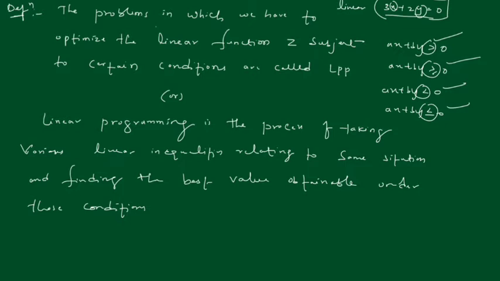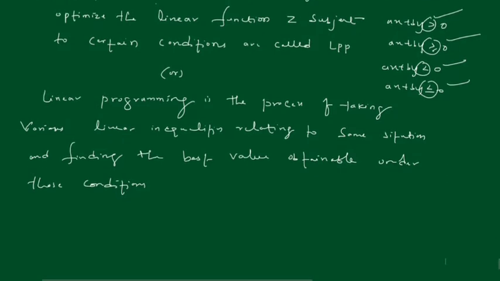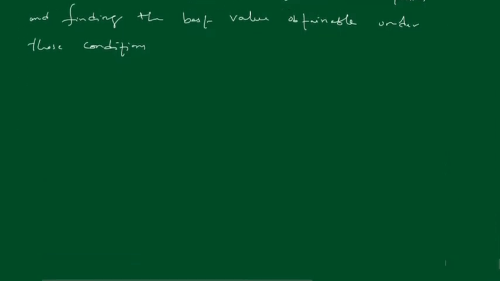Objective function. We will see some definitions one by one. If you know all the definitions and the process, then it is quite easy to solve an LPP problem, either graphically or by using the corner point method. So let's see the next definition, the objective function.